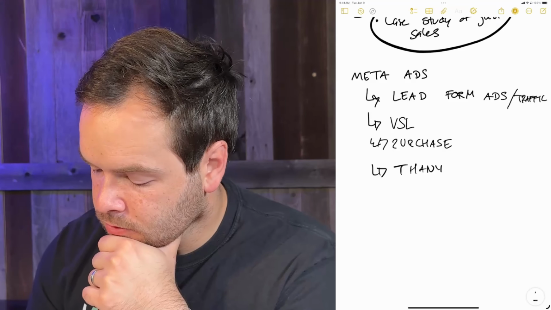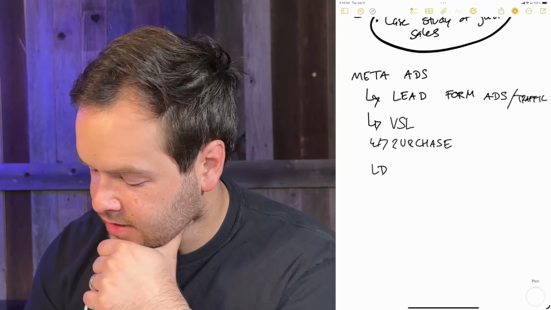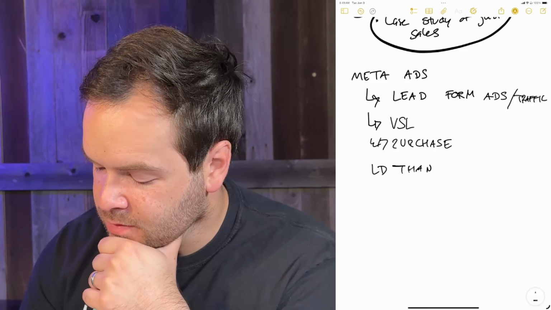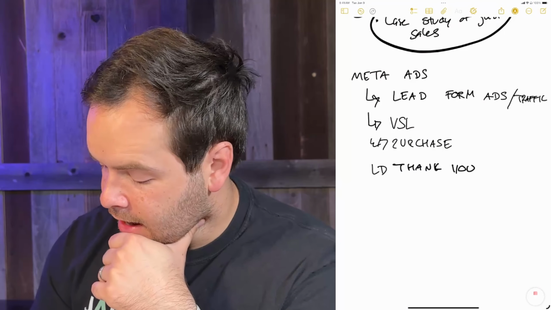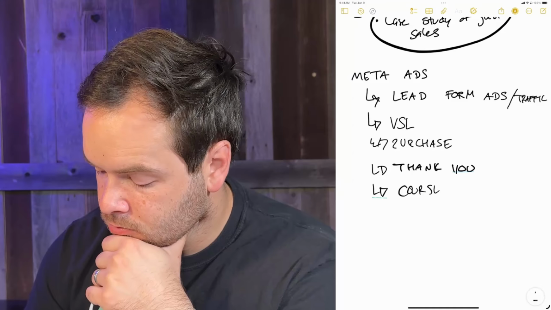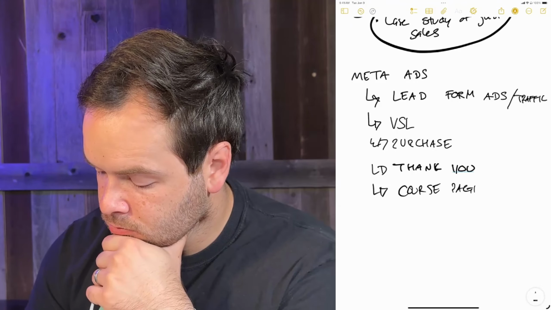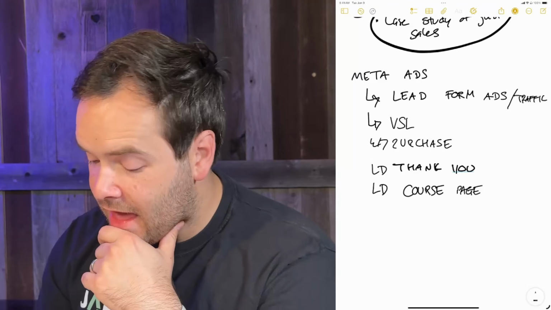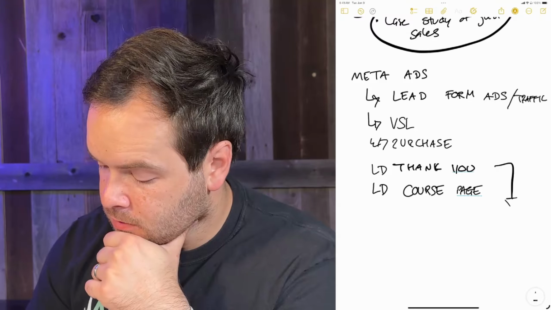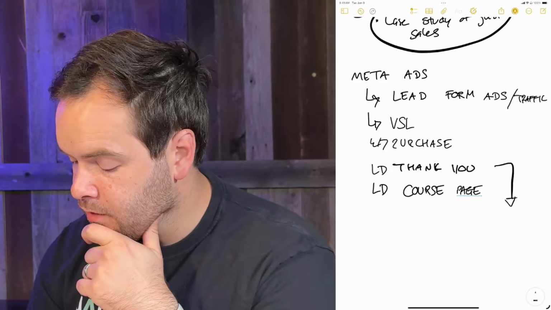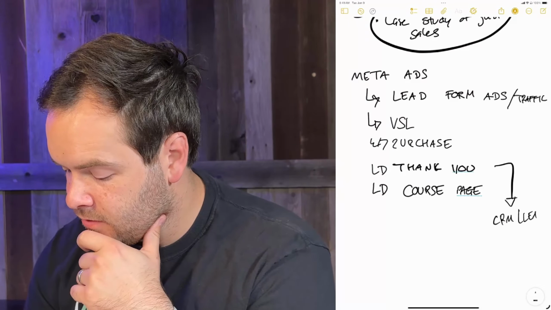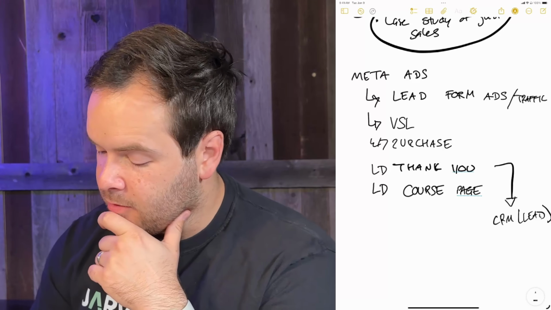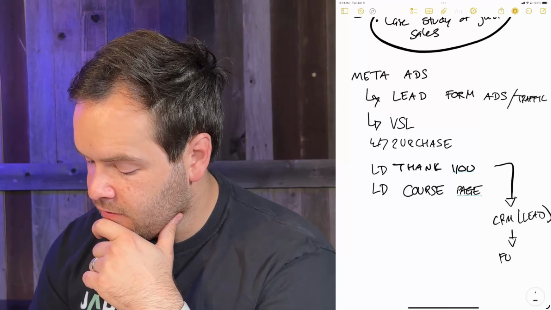Sorry, I get distracted whenever it corrects my handwriting, but I'm sure it ends up being much better for you. And then we want basically the course page. And then, of course, it needs to also deliver into our CRM as a lead, right? That's obviously important. And probably additionally, some sort of a funnel here.